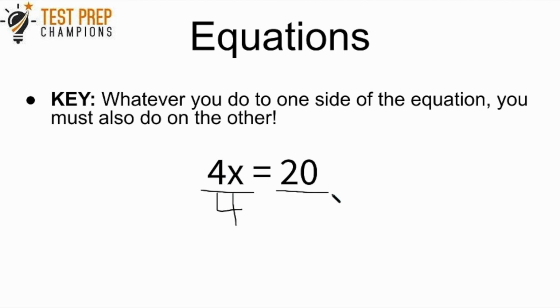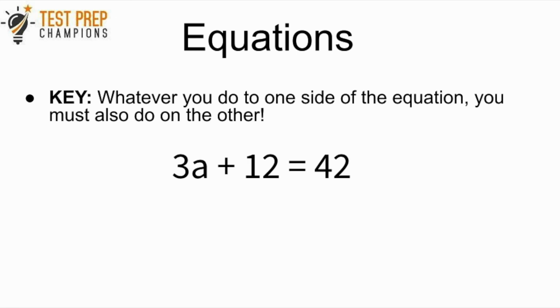And whatever we do to one side, we always have to do to the other. All right, so 4 divided by 4 is just 1. So these are going to cancel out, all right? And it's really 1 times x, but there's no need to write the 1 there. So on this side, what's 20 divided by 4? Well, 20 divided by 4 equals 5. So the answer here is x equals 5.